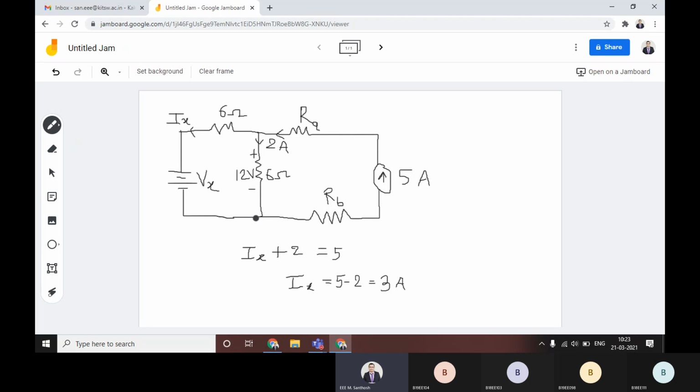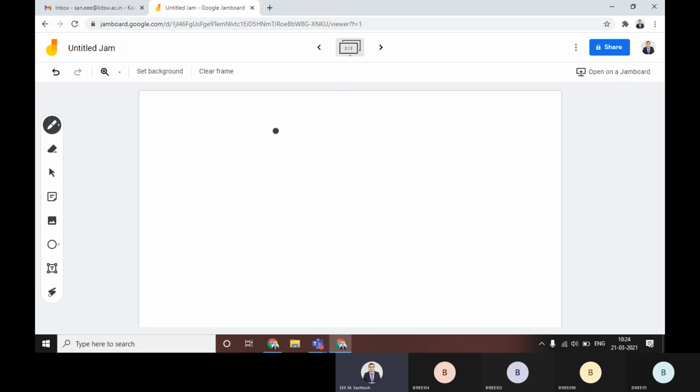Directly by seeing the circuit, if you write the equations, then you may go the wrong way. Sometimes you may get a wrong answer also. For that reason, you have to first read the question and observe the circuit. Then you attempt. That will help you.